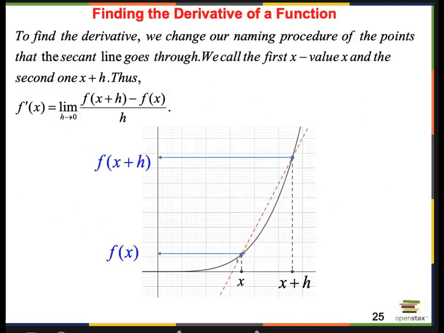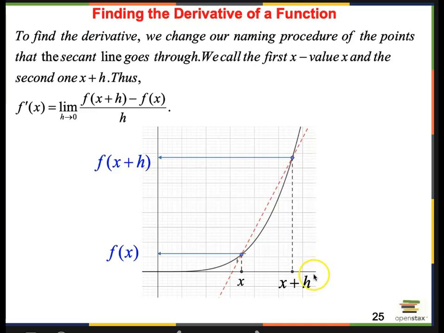To find the derivative, we change our naming procedure of points that the secant line goes through. We call the first x value x, and the second one x plus h. Thus, here we have our definition of a derivative, and it's the limit as h approaches 0 of our difference quotient, which is f of x plus h minus f of x, divided by h.